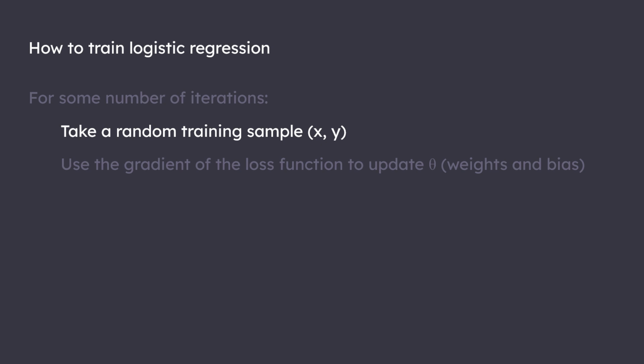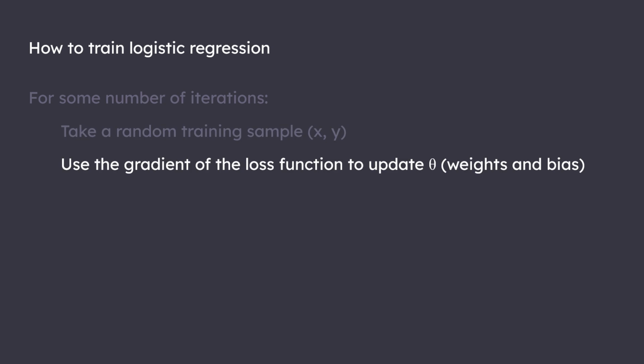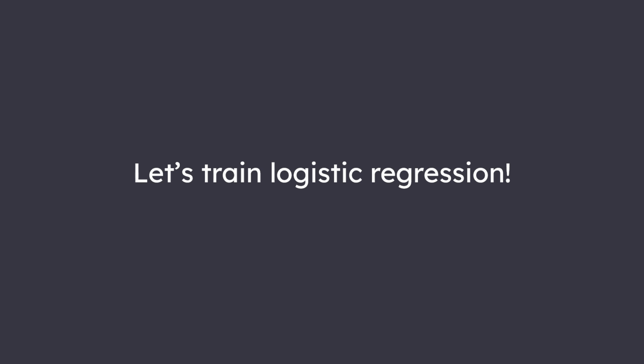First, we will take a random training sample out of our training set. This randomization will ensure there is no extra influence from the set being sorted in any way. Lastly, we will update theta, our weights and bias, using the gradient of the loss function with respect to the weights. See the video on gradient descent for a refresher on what the equation would look like. We encourage you to try and code this in a language of your choice. So let's train logistic regression.